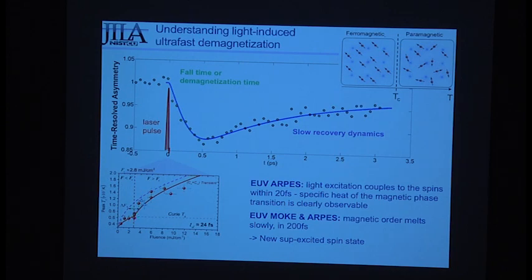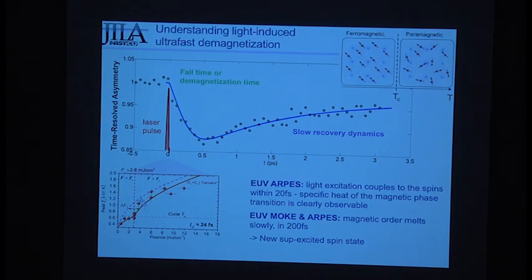This happens 24 femtoseconds after you excite the material with a laser, which means that energy is going into the spin system almost instantaneously, but you can't see that excitation in traditional magneto-optic spectroscopy.